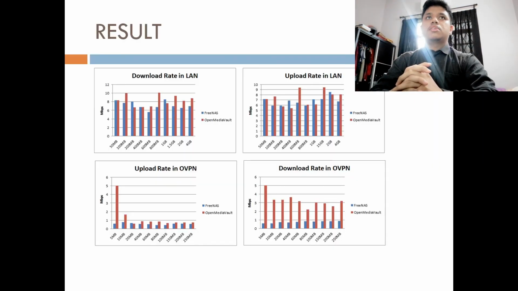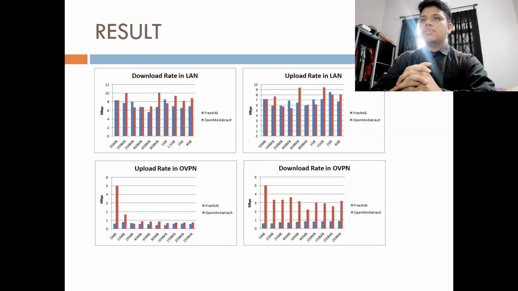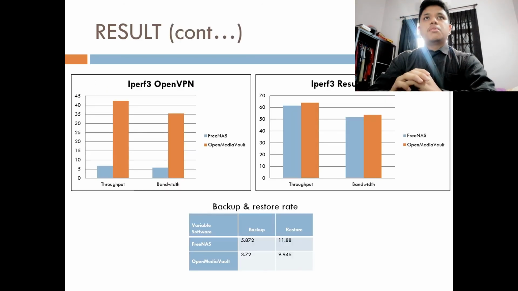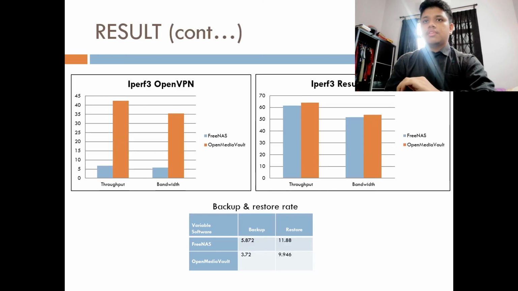Here are the results of the testing in LAN and in OpenVPN. In LAN, OpenMediaVault has a higher transfer rate than FreeNAS, which is the same case in OpenVPN. Here are the results of the iPerf3 test on OpenVPN and LAN. OpenMediaVault also seems to have higher throughput and bandwidth transfer rate. For the backup and restore rate, FreeNAS seems to have a higher rate than OpenMediaVault.